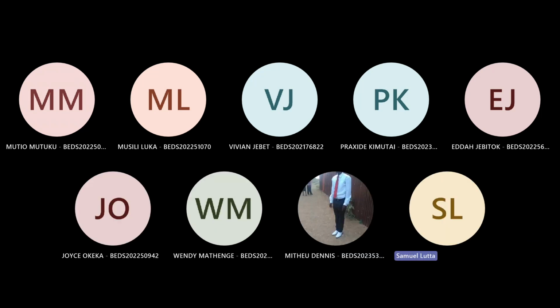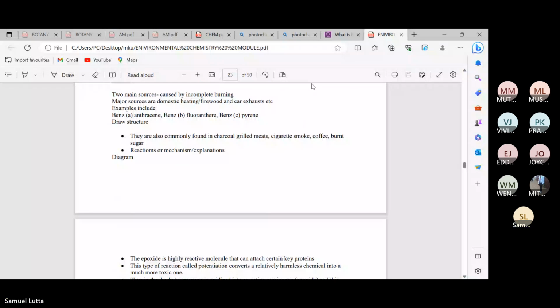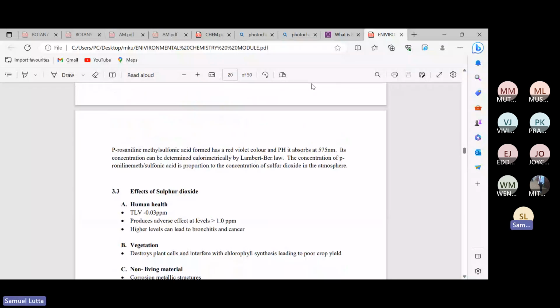So I've opened many windows. Let me just see which one. Okay, so I think we can go to this one. We were trying, I think last week, last time we just focused mainly on air pollution. And we were looking at the various pollutants of air.